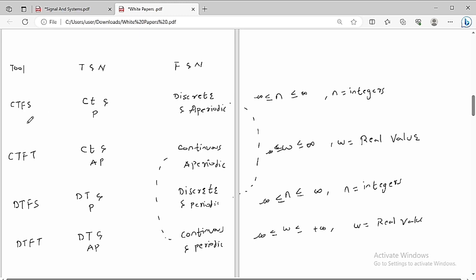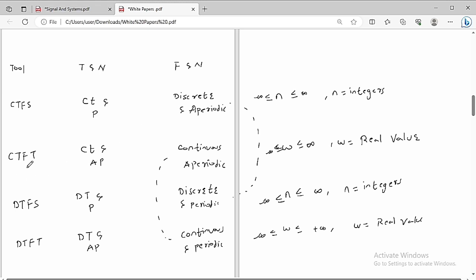So finally, I can explain like this. The continuous time Fourier series is applicable to continuous time signals which are periodic in nature. The Fourier series coefficients are complex numbers, which means the magnitude is an even spectrum and the phase angle is an odd spectrum. They are different only for the values of n from minus infinity to plus infinity, and n is nothing but integers. So it's a discrete waveform we are going to get, and it is aperiodic in nature.